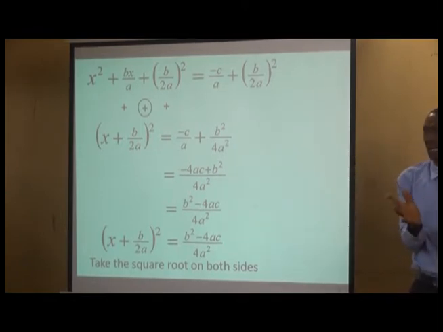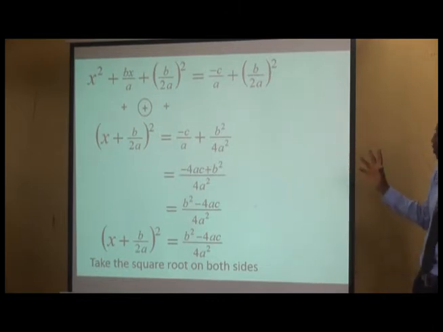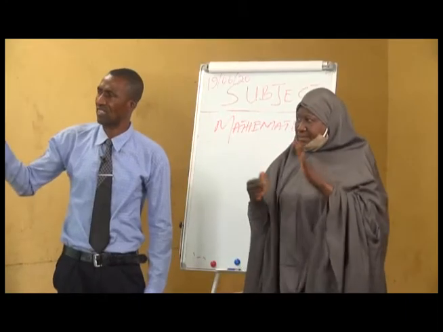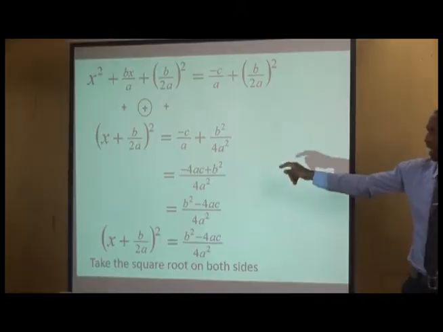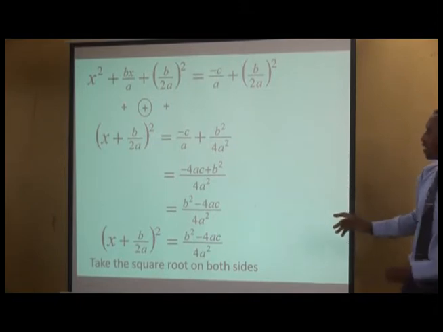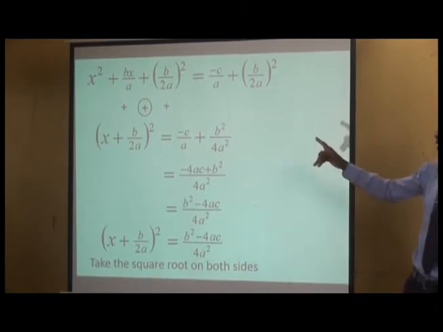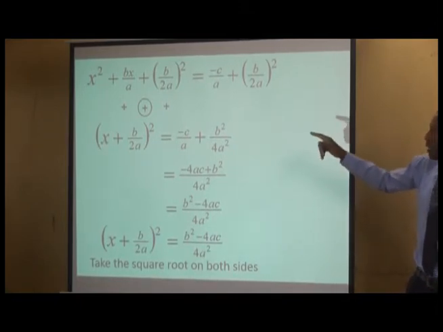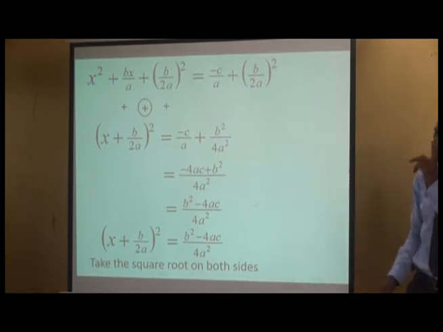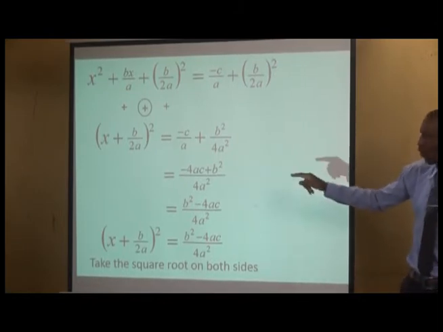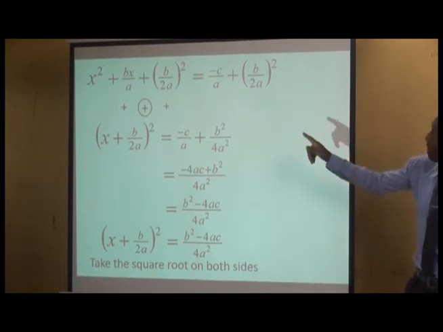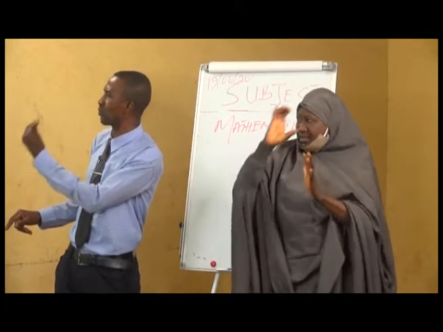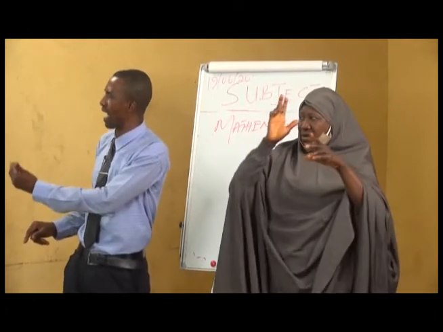We are going to take the LCM of the right hand side. The LCM of the two denominators on the right hand side, that is a and 4a squared, will give you 4a squared. So let's take the first fraction, which is minus c over a. A into 4a squared, you are going to have 4a. So 4a multiplied by minus c will give you minus 4ac.